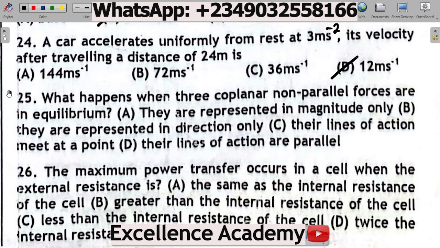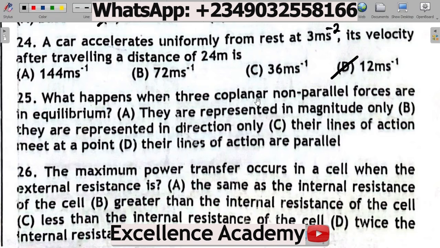Next up, question number 25. 25 says, what happens when three coplanar non-parallel forces are in equilibrium? A, they are represented in magnitude only. B, they are represented in magnitude and direction only. C, their lines of action meet at a point. D, their lines of action are parallel.